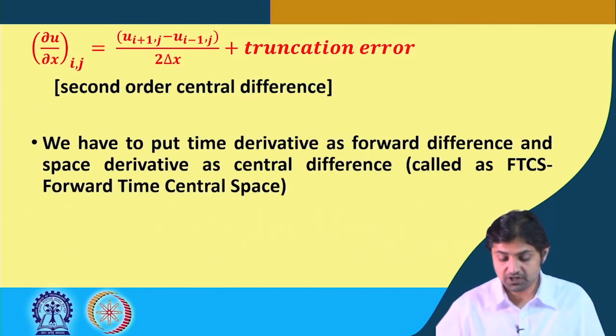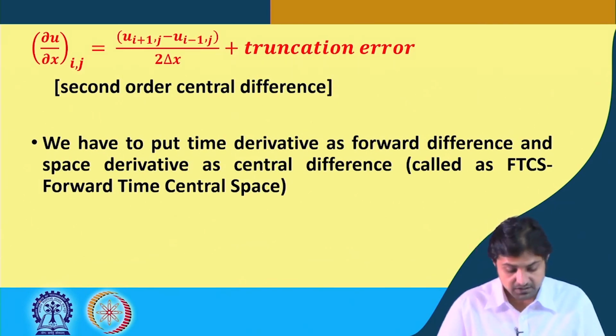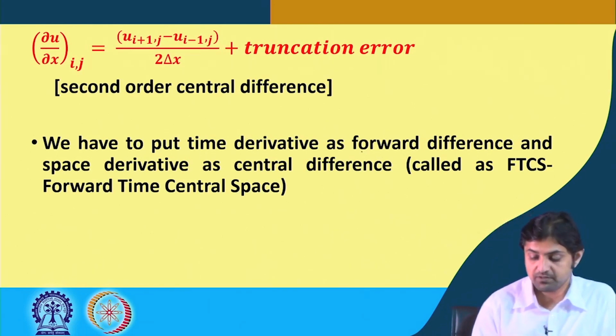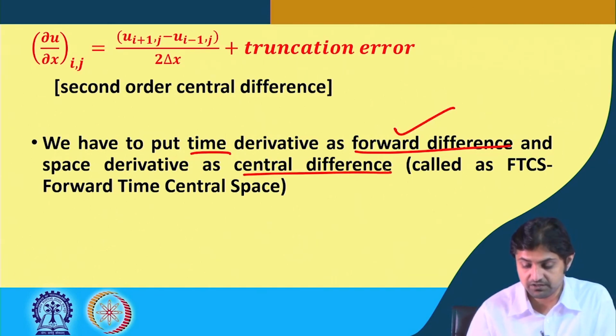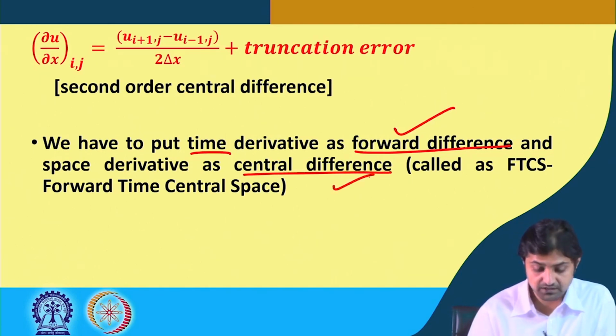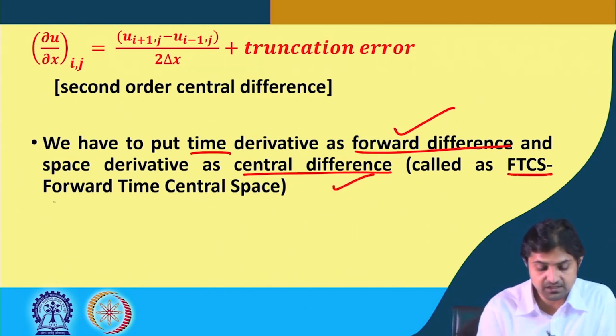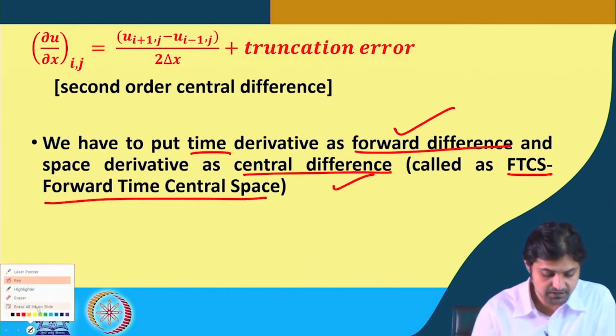So, we have to put time derivative as forward difference and space derivative as central difference, okay. They call it the FTCS, forward time central space. Time is forward difference because time cannot be in the back. So, we will always have to be forward, and for the space we use central difference. That is the most standard practice, and this is called FTCS, forward time central space.